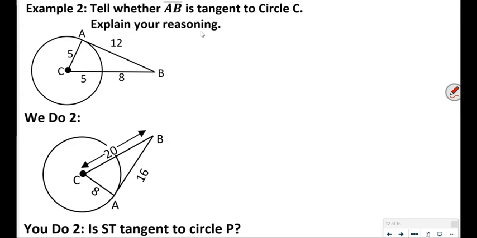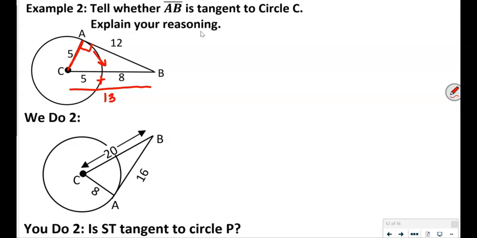So if AB is a tangent, there should be a right angle right here because this is our radius, right? So if that's true, then we should be able to use the Pythagorean theorem with this, right? So which of these sides is going to be C? It's going to be that side. So what we're going to do is add these two pieces together. So this side right here is going to be 13 because 5 plus 8 is 13.